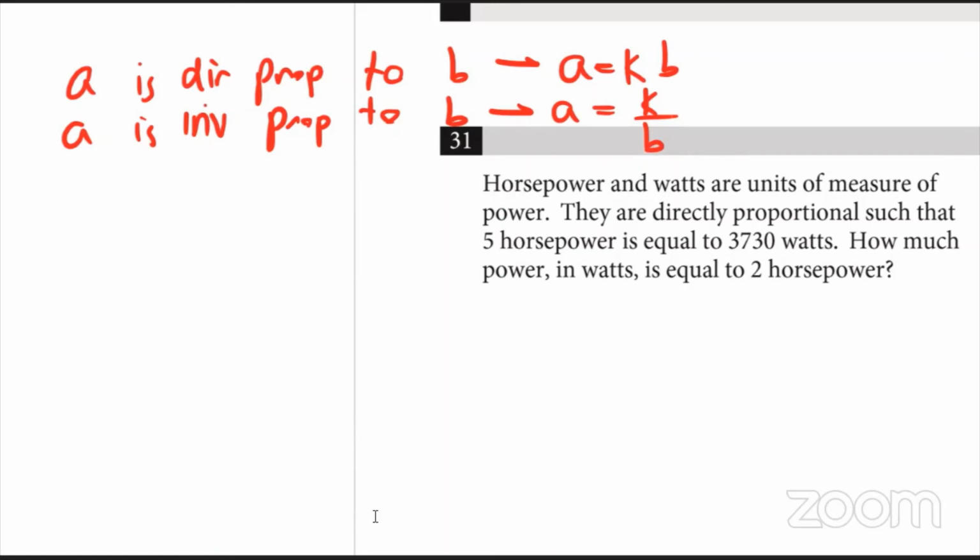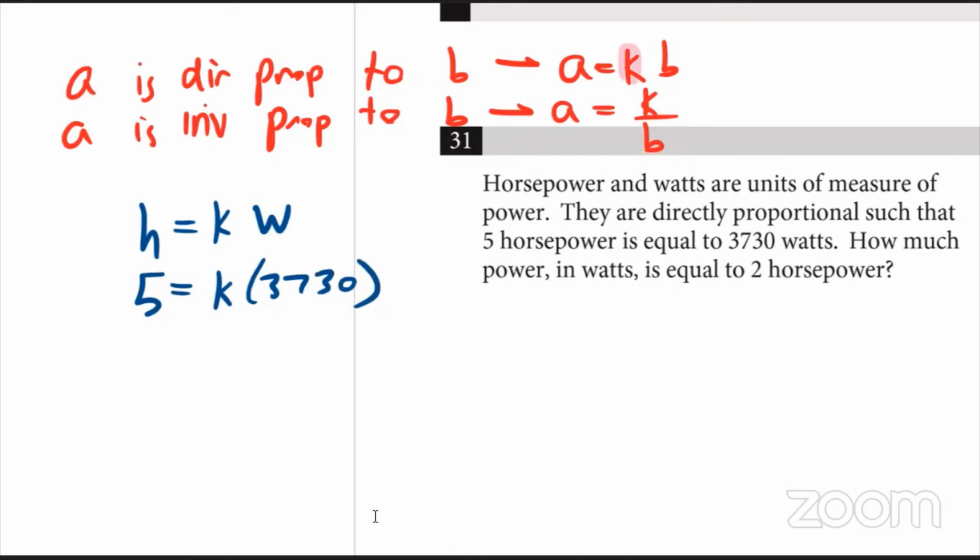So let's go ahead and get into this problem a little more. Horsepower and watts are directly proportional. So the horsepower is proportional to the number of watts. Just like if we said A is directly proportional to B, that'd be A equals KB. So horsepower is proportional to watts, so H equals K times W. 5 horsepower equals 3,730 watts. Now, by the way, what's K in all of this?